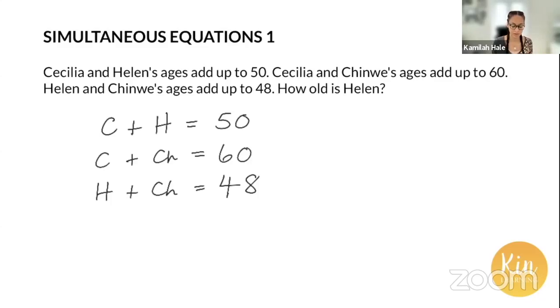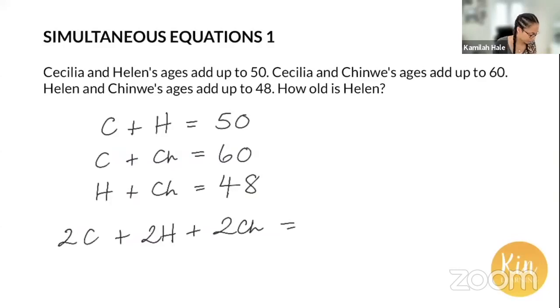Remember now, the easiest way to solve this is going to be to add up everything. So if we add this up, we get, have a think, we get 2C, we get 2H, and we get 2CH. And the sum of their ages is 158. Okay, so have a think. See if you can remember our next step. I'm going to write it on the board, but with my screen paused so that you can have a think without me spoiling it.